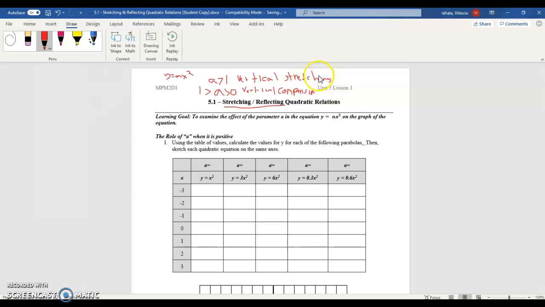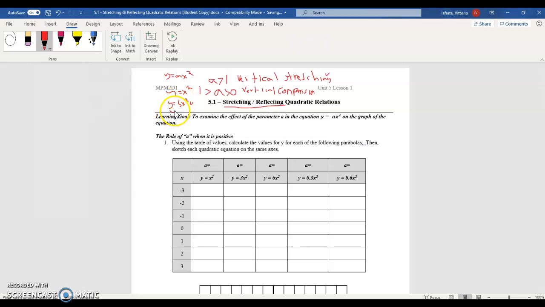So what I want you to get is, let's say for example we had y is equal to x squared and y is equal to 3x squared. Y is equal to 3x squared would be a vertical stretching of y is equal to x squared. It goes up 3 times faster. They still have the same vertex, so it's stretched from the vertex.